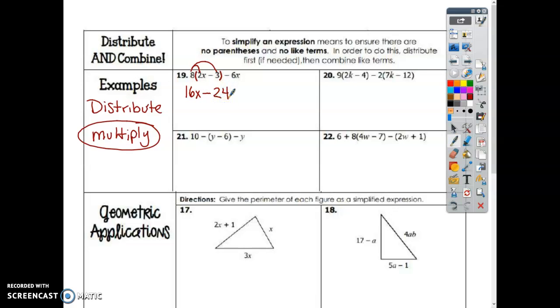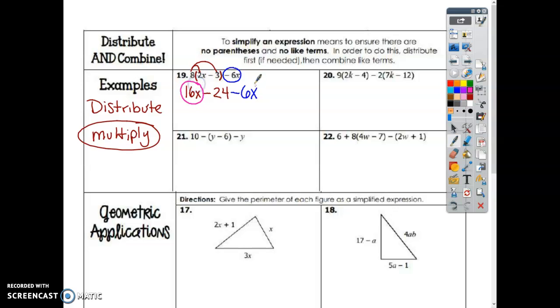Now I'm going to change my color because I'm not distributing anymore. I'm just going to bring this down. This one just comes down. Se baja. 6 minus 6x. Okay, so I finished distributing. My parentheses went away. Now you're going to combine like terms. Okay, the things that look alike.